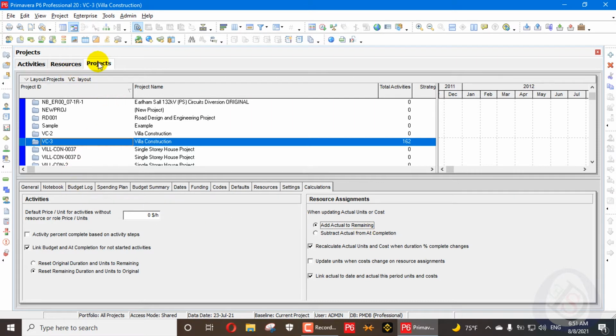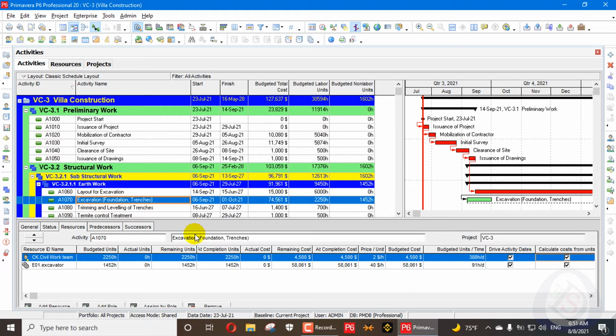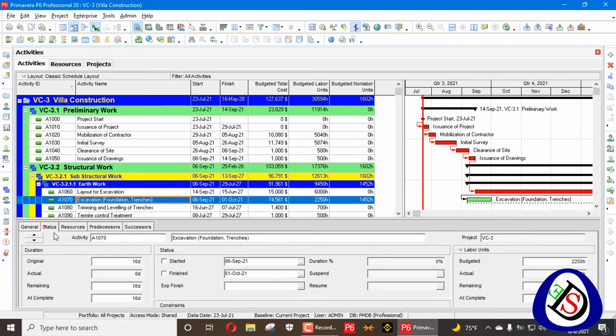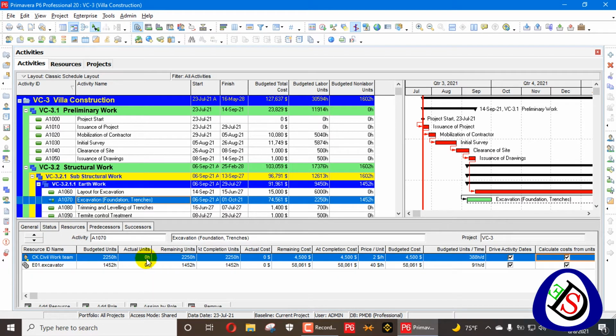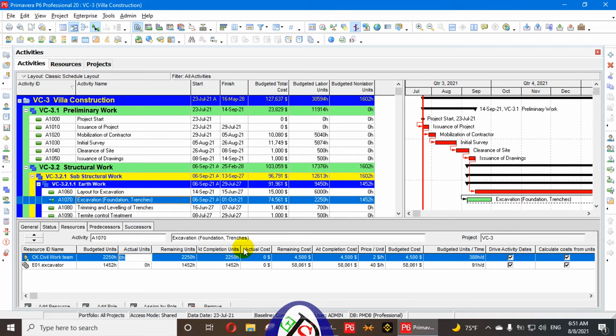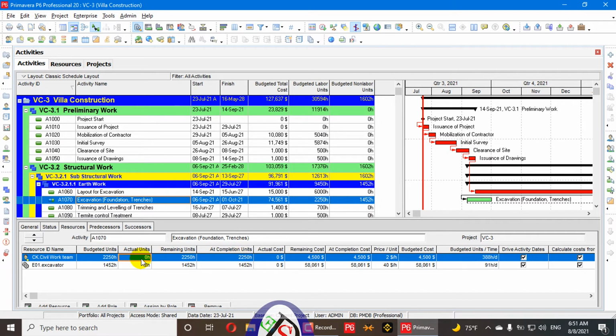Here in the project, I will show you what I am talking about. Actual units and remaining units, both combine to get at completion units. Just forget these three: actual cost, remaining cost, and at completion, because these are all the same and linked with it. If I put started for this activity, and if I add any units here, then my at completion units will be newly calculated. For example, I add here 15 hours. Sorry, because I'm updating units, we cannot talk about dollars.